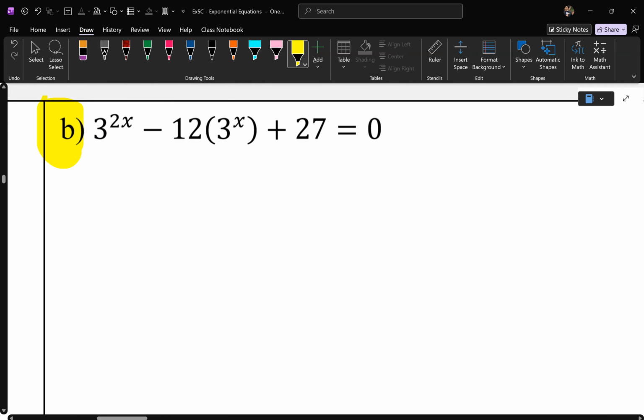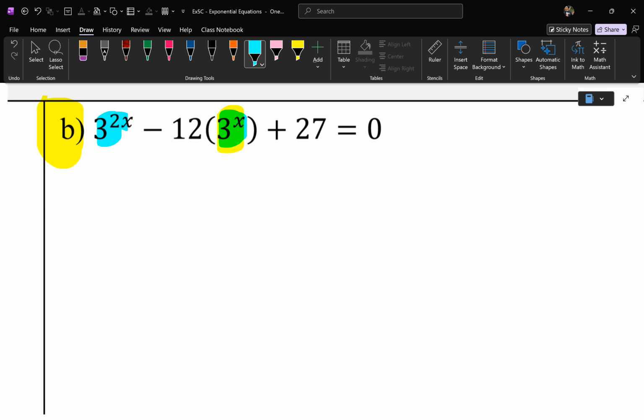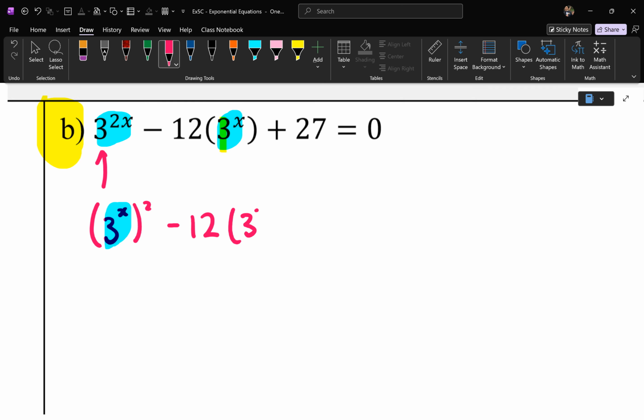The trick with these type of problems is noticing that 3 to the x over here, you can also rearrange this using index law number 3. You could also rewrite it as 3 to the x all squared. So index law number 3, 2 times x, or x times 2 means the same thing. And why did I write it like that? It's because this is the same as this. So if I rewrite it again, that becomes minus 12, 3 to the x plus 27 equals 0.